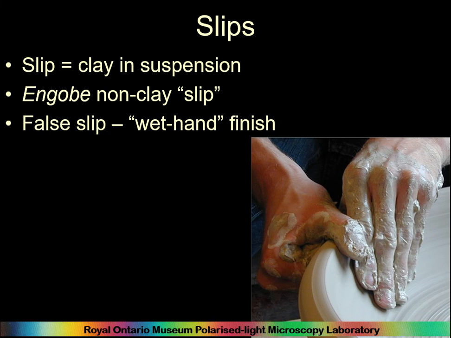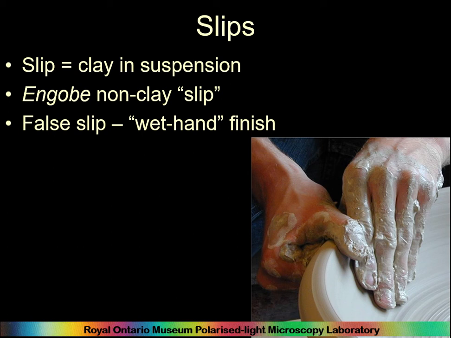Then there are things like a false slip, sometimes called a wet hand finish, because that's how you obtain it. So a false slip is a technique you can use to bring clays to the surface. Sometimes burnishing will also help with this, because burnishing pushes in things like inclusions and orients all the clay on the surface horizontally, so it looks very, very flat, like it's had a clay-rich slip applied to it.